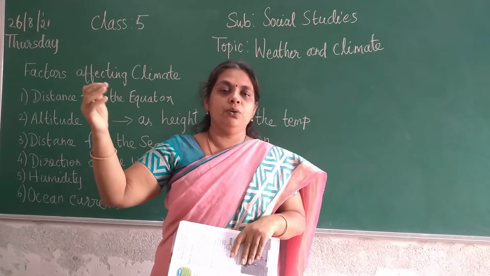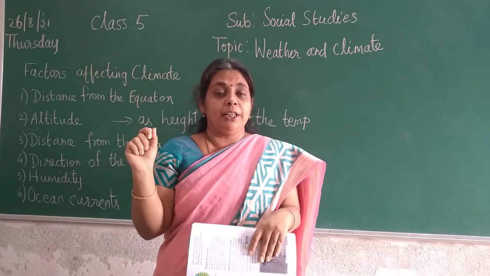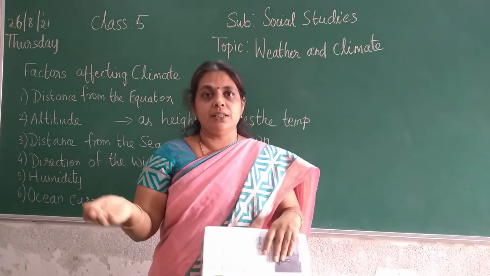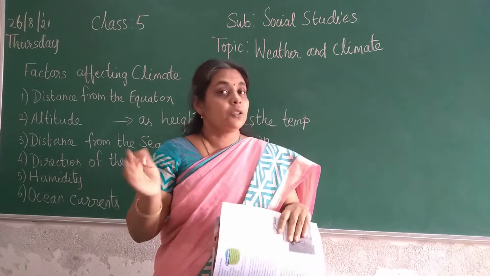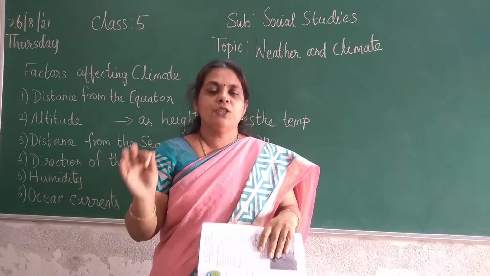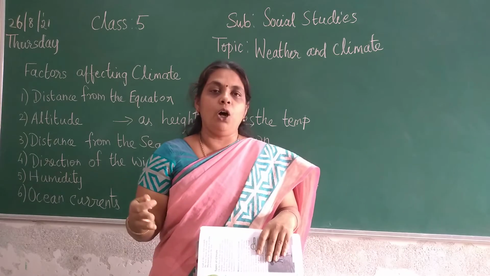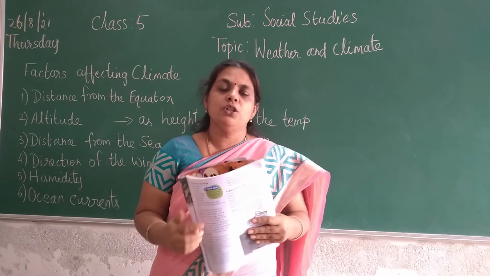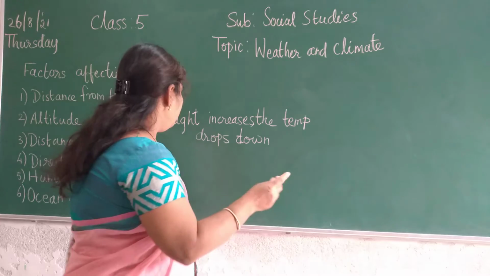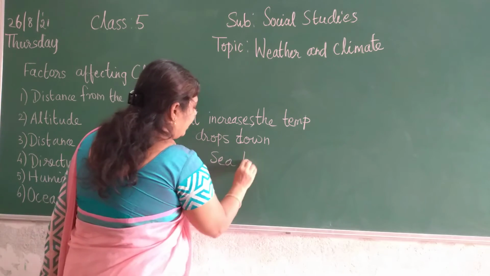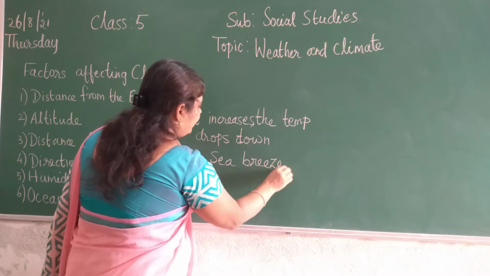When you go to the Himalayas, you have a cold climate. It's not like that by the sea. When you go to Rajasthan, it is a hot desert climate. Like that also it will not be there. In the seaside, it is neither too hot nor too cold children. Here we are going to learn two things children. One is sea breeze and another one is land breeze.